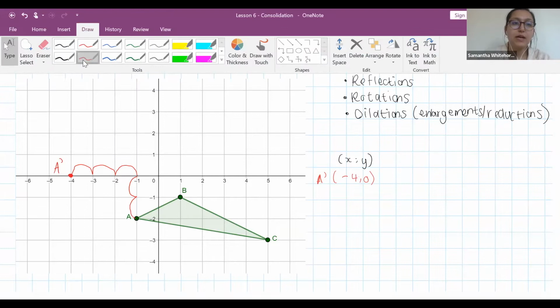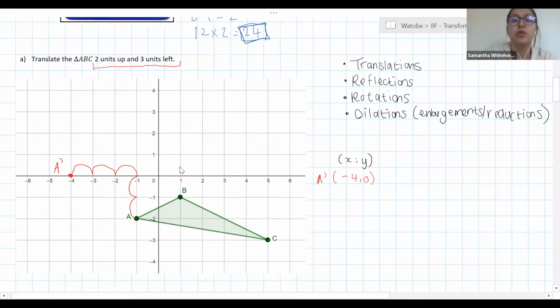Right, would anyone like to give me, and you can put it in the chat or you can raise your hand, would anyone like to tell me where the new coordinate B dash would be once we move it 2 units up and 3 units left?